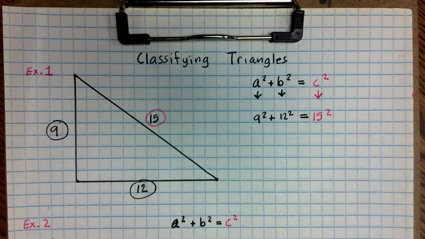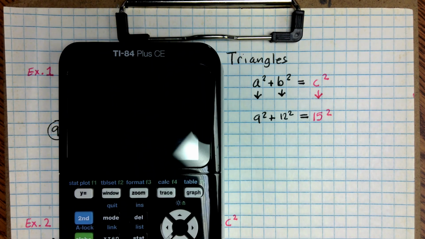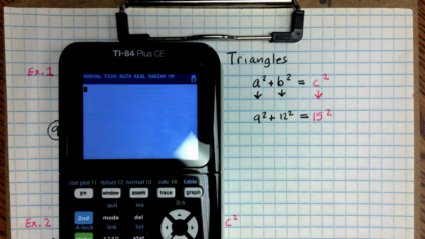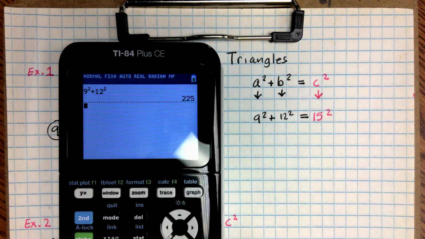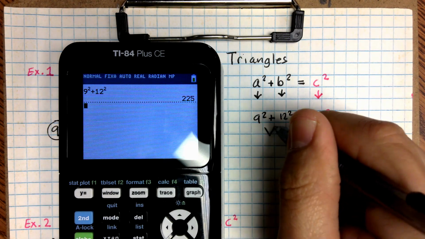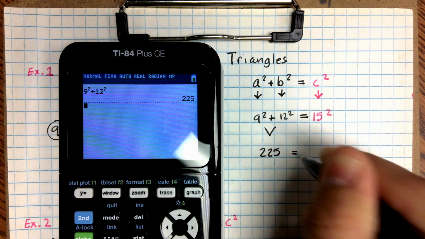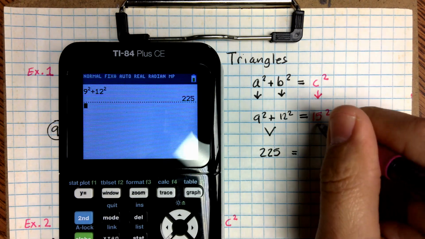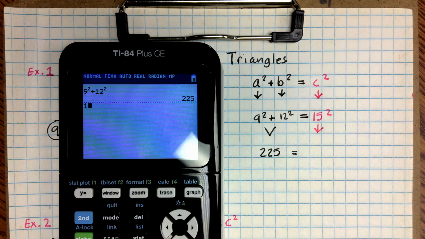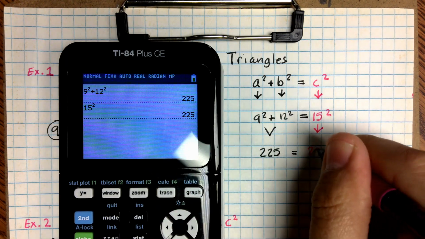I want to evaluate this in my calculator one side at a time. I'm going to do the left side first. I'm going to put in 9 squared plus 12 squared, and notice that gives me 225 when it's added together. So I'm going to write that down, 225. Then I'm going to evaluate 15 squared, and that gives me 225.